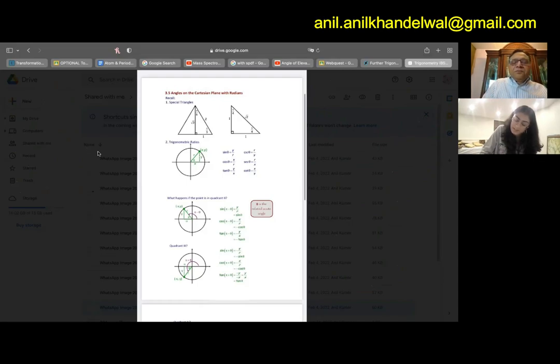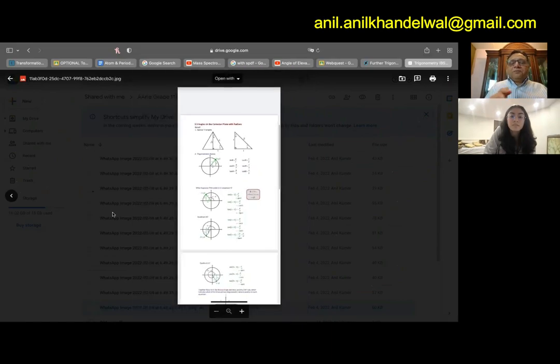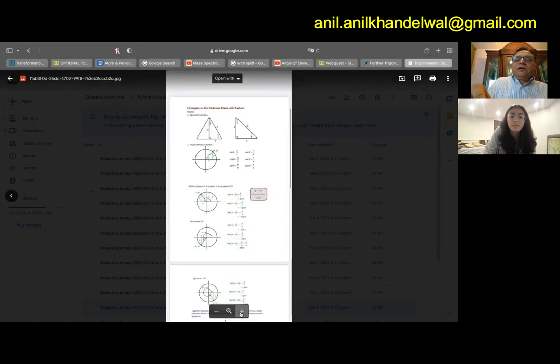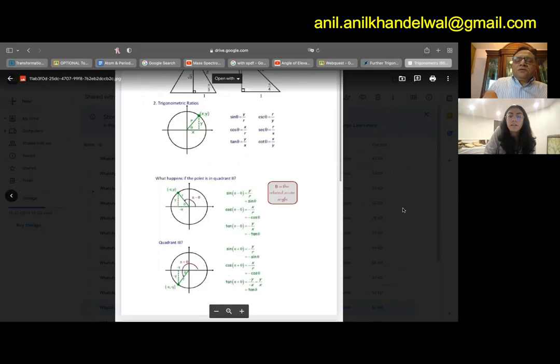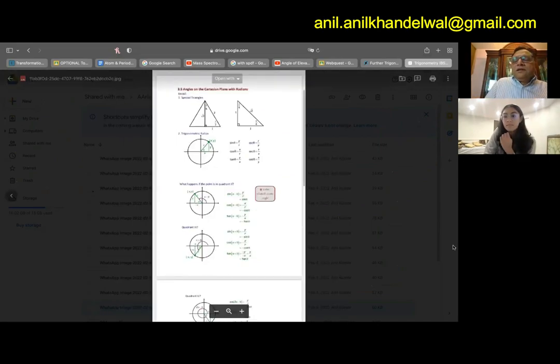Now let's look into the angle ratios for different conditions. Now let's again, make it smaller. I don't need it. Make it small. Reduce. Very good. Now look here.